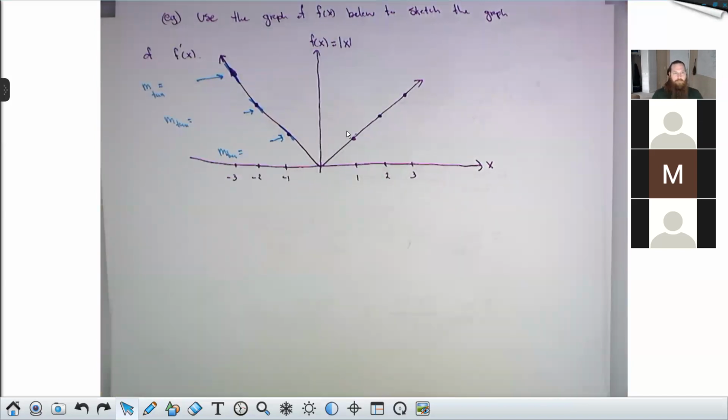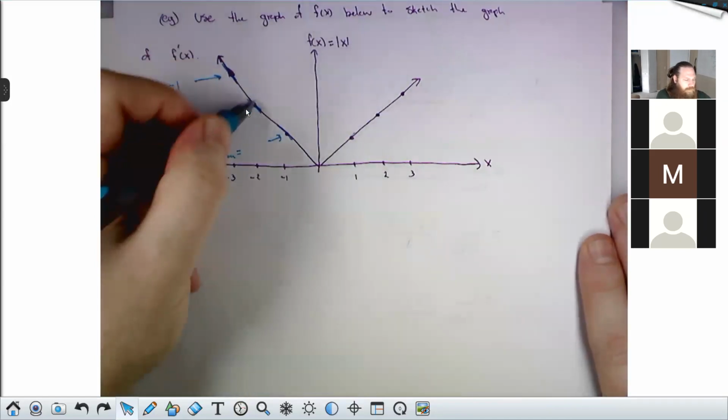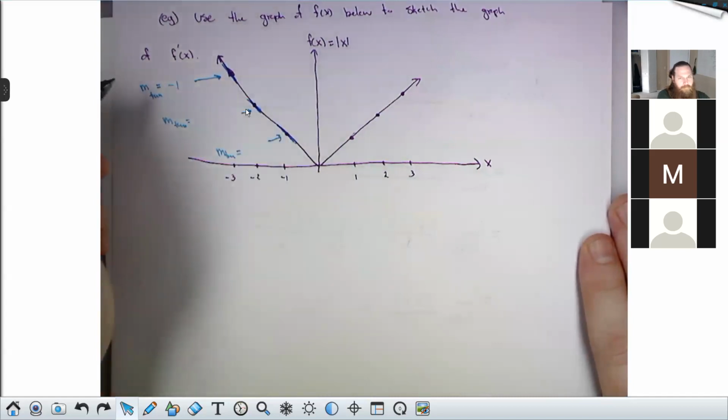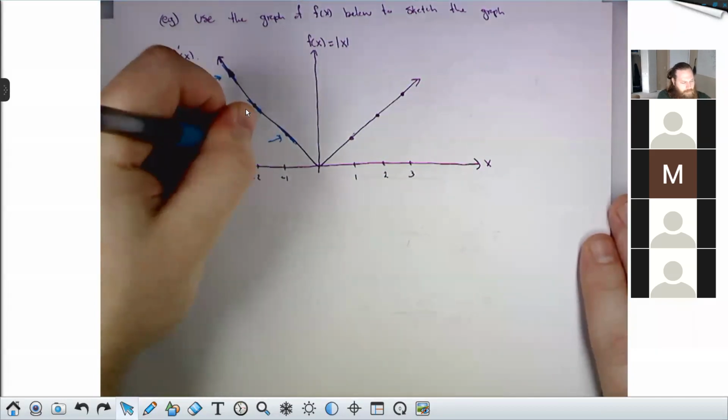Anybody help me with that? How about right here? What does the slope of the tangent line right here look like? -1. Yeah, -1, right? And what about right here? Also -1? Yeah, those are all -1, right?